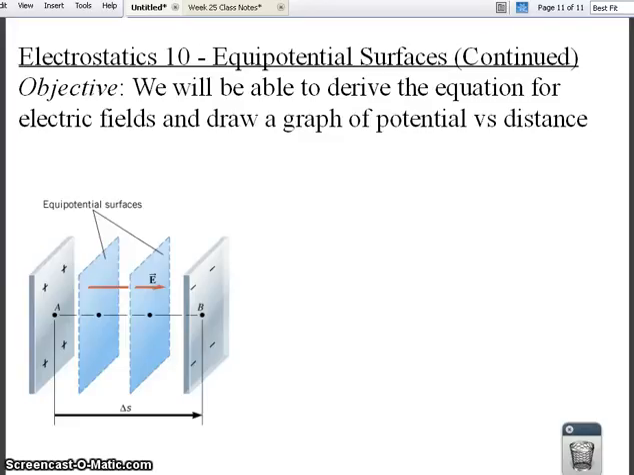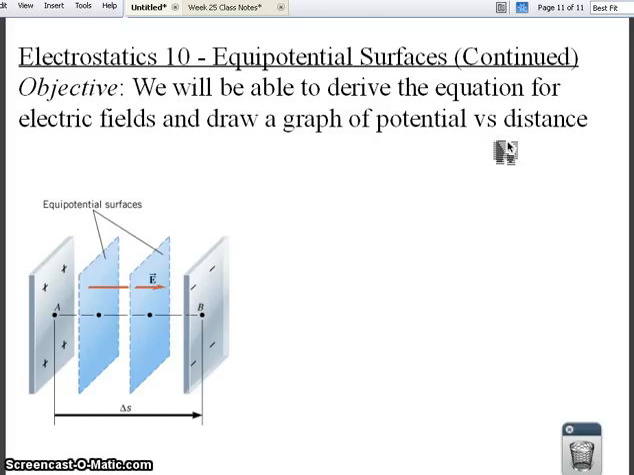Good morning, class, and welcome to this lesson on Electrostatics 10, Equipotential Surfaces continued. Today we will be able to derive the equation for electric fields and draw a graph of potential versus distance. Okay, so I'm going a little bit out of order. I'm sorry about that.